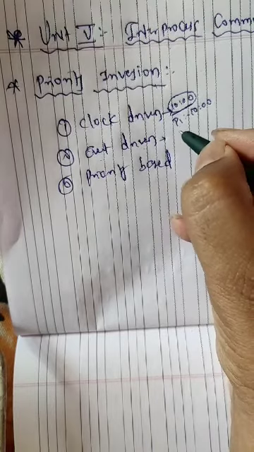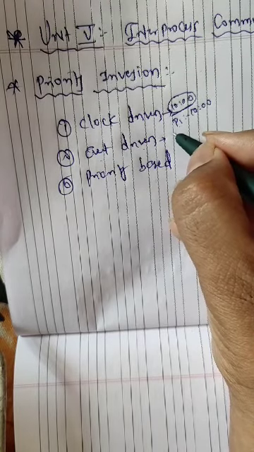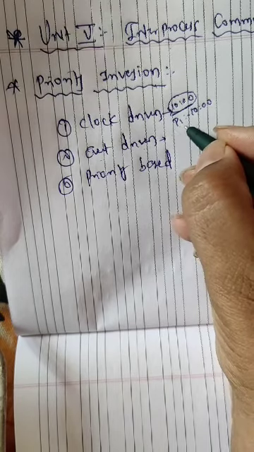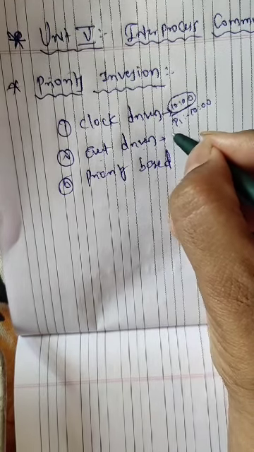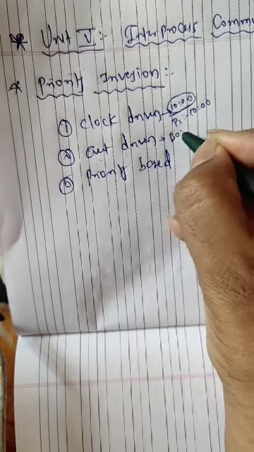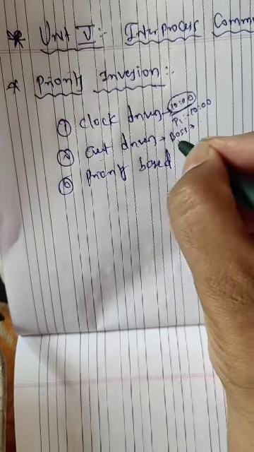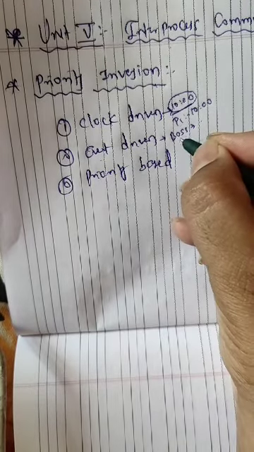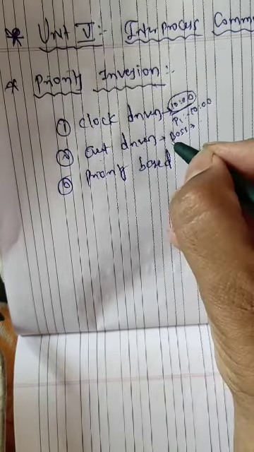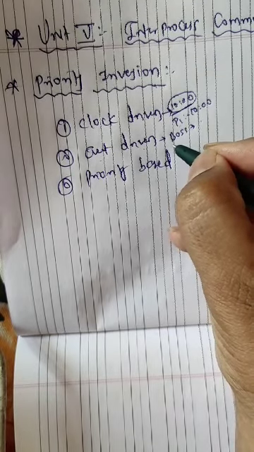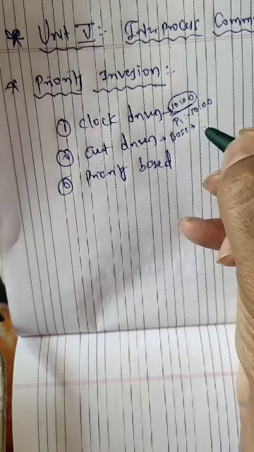Then event driven means, for example, an event or interrupt is generated to execute a particular process. For example, there is one boss and one employee. The boss asks the employee to do a task. That means an event, an interrupt, is generated by the boss to execute that particular process. Depending upon the interrupt generation or event generation, the process gets executed.